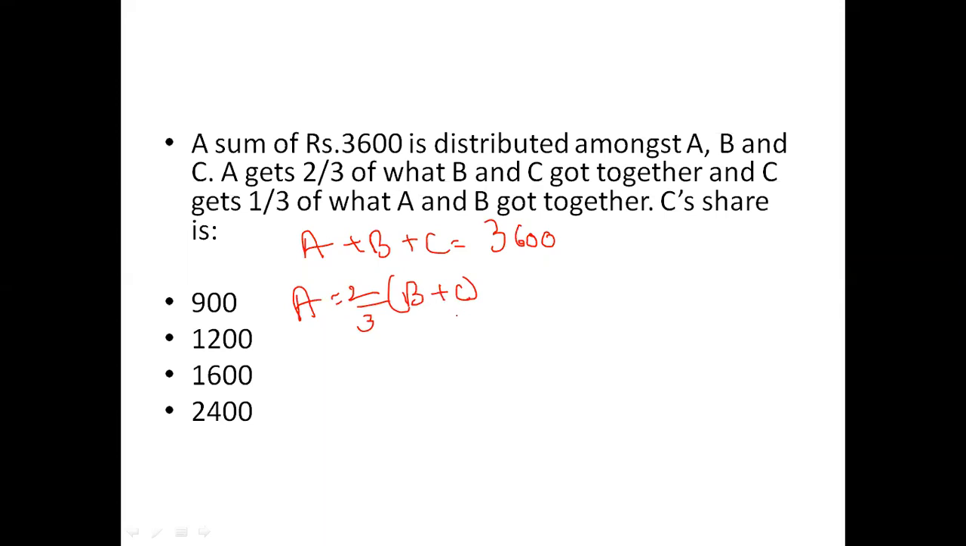C gets 1 by third of what A and B got together. This is the representation. A and B got together means you need to write it as A plus B. C gets 1 by third of what A and B got together means this is the representation. Now we need to find out C's share. Generally, what we will be thinking about to solve the question, we have three variables, so we need to have three equations.